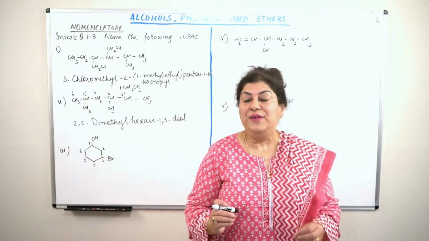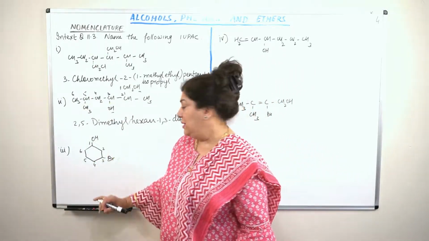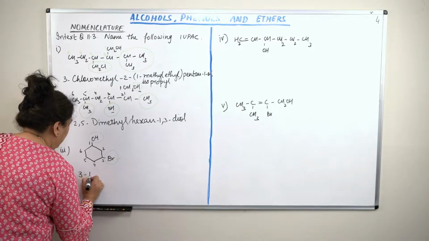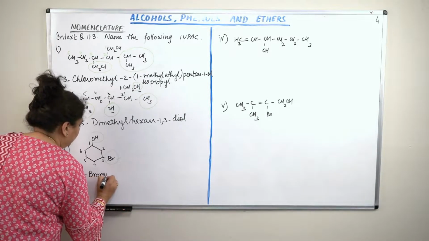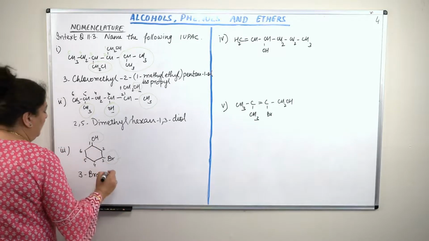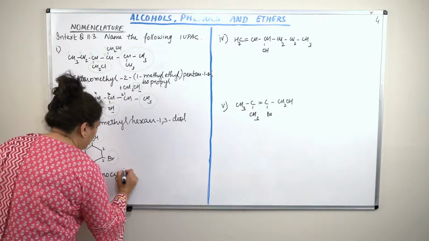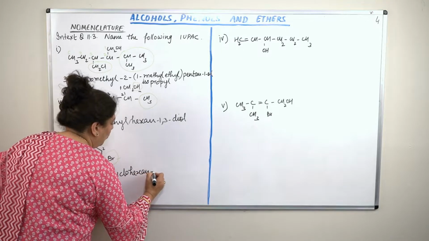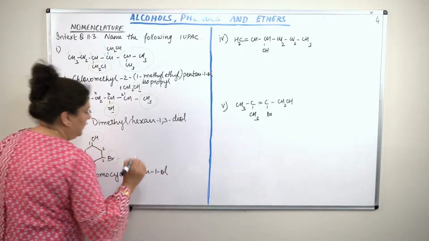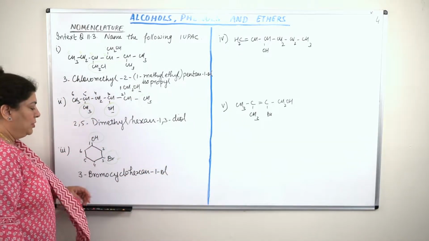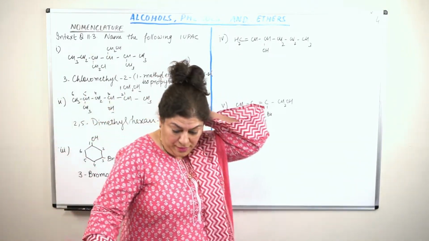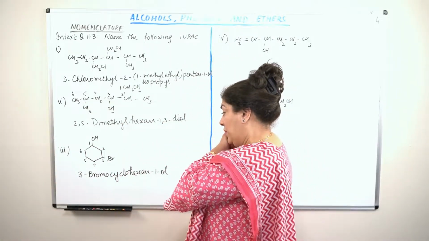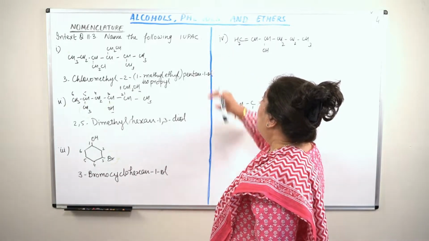In the naming, we'll first write the substituent. So the substituent bromine is on the third carbon. So we'll say 3-bromo cyclohexane-1-ol. The e is removed. So cyclohexan-1-ol. 3-bromocyclohexan-1-ol.